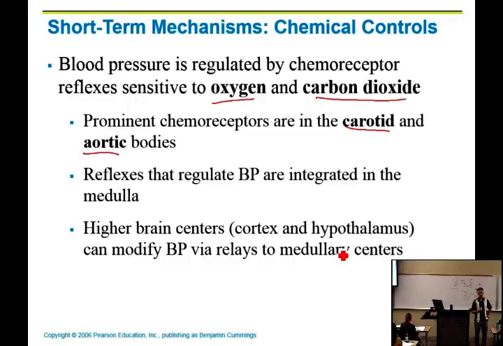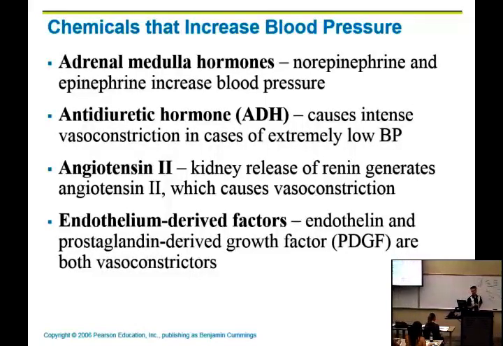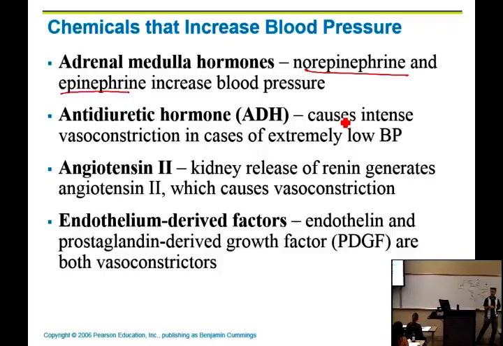Is it too acidic in the brain and the spinal cord, etc.? And then we'll have additional ones that are out at the body outside of that too. Okay? Chemicals that increase blood pressure. These are some examples of chemicals that can increase blood pressure. We talked about these two, right? That's adrenaline and noradrenaline.